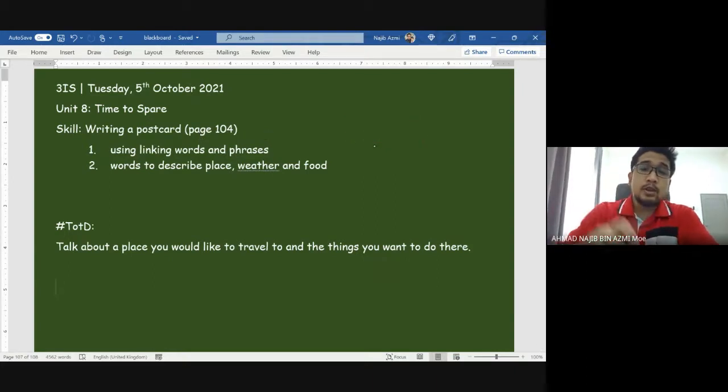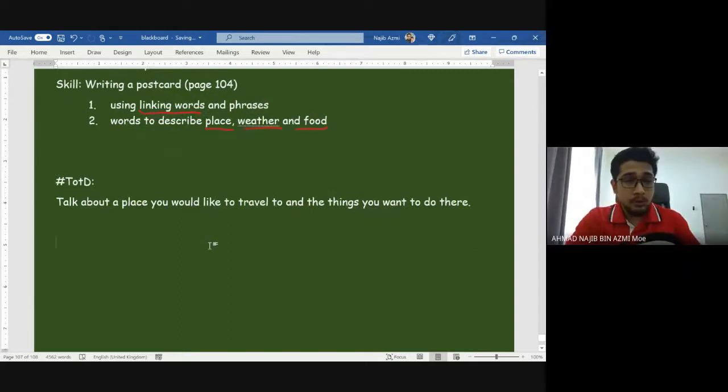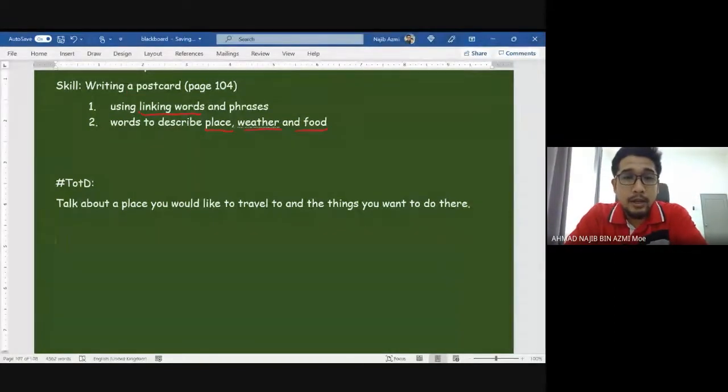Two things that we are going to be focusing on today are using linking words and phrases, and second, words to describe place, weather, and food. So three things before we start writing our postcard. We've talked about our topic of the day. Now I would like everybody to please turn to page 104. We are going to be looking at what linking words are.